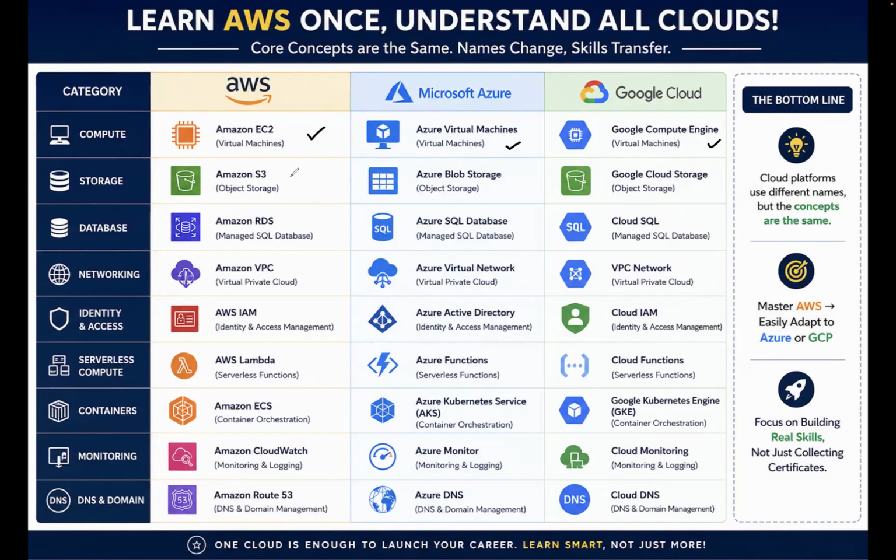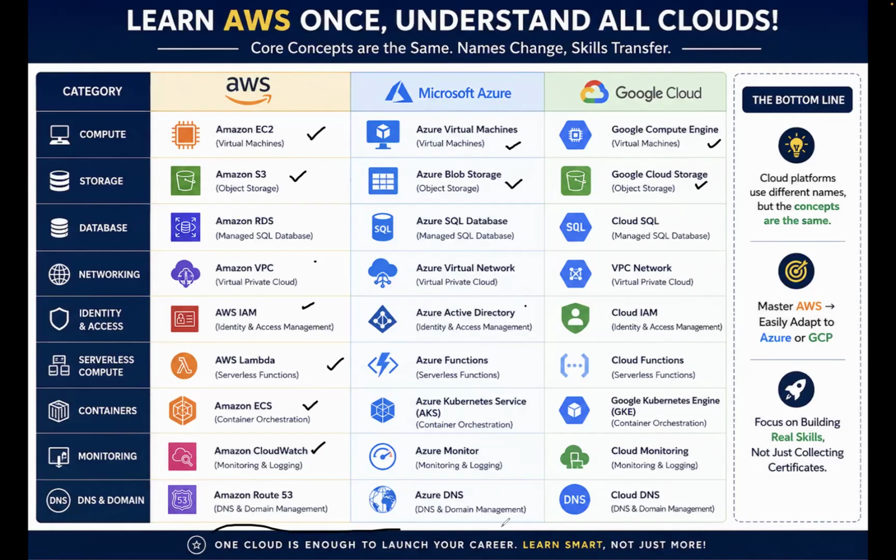When you study about S3 in AWS, it's equal to Blob Storage or GCS, Google Cloud Storage. Same with RDS, VPC. They are just different names they have given. But conceptual wise, if you talk about what is AWS Lambda, Azure Functions, the concepts are same. So you no need to stress about, hey Vishnu, I need to study Azure or GCP or all three. So always tell one cloud is enough to launch a career.